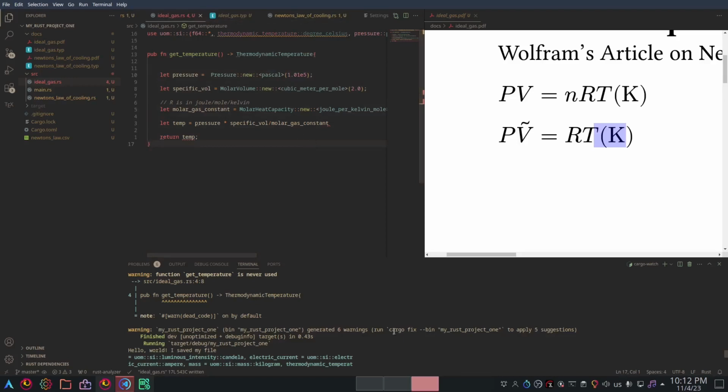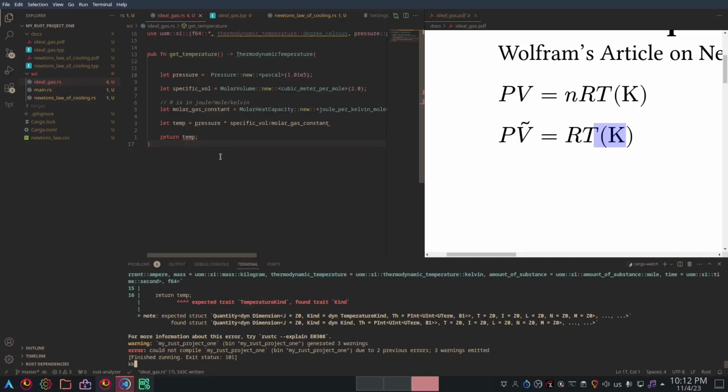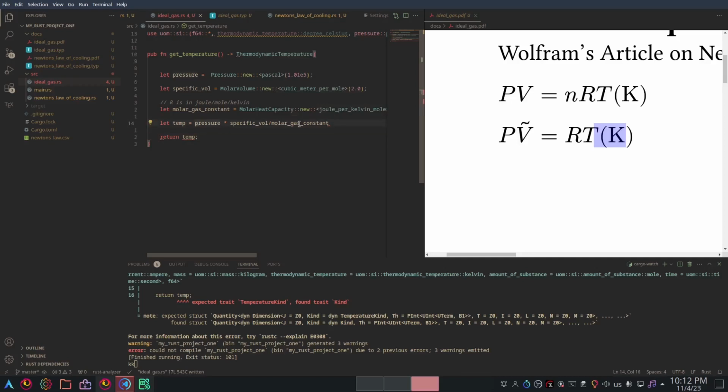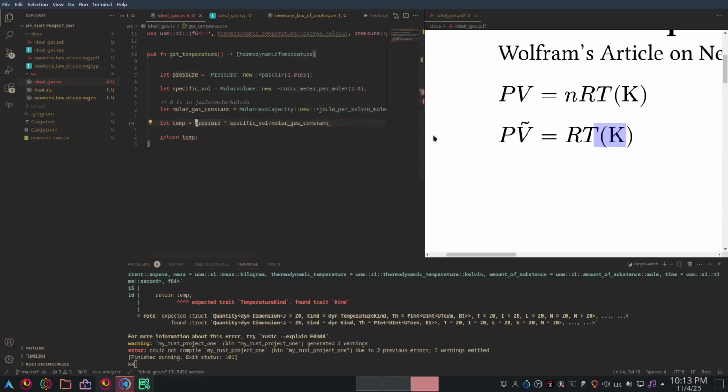Okay, and again we run into the same problem, remember? We expected the thermodynamic temperature kind, but we got the temperature interval kind. So remember, this molar gas constant actually has a temperature interval unit within it. And like I said before, we have to change those temperature interval units into thermodynamic temperature.